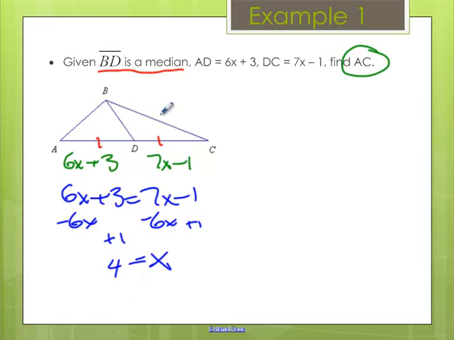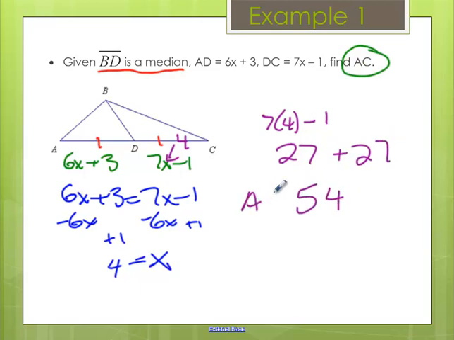Now what I have to do with 4 is I have to go back and plug it into both of these because it's looking for AC, or I could plug it into one and double it. So if I plug in 4 right there, 7 times 4 is 28, minus 1 is 27. And because I'm looking for AC, which is the entire segment, 27 plus 27 gives me 54.